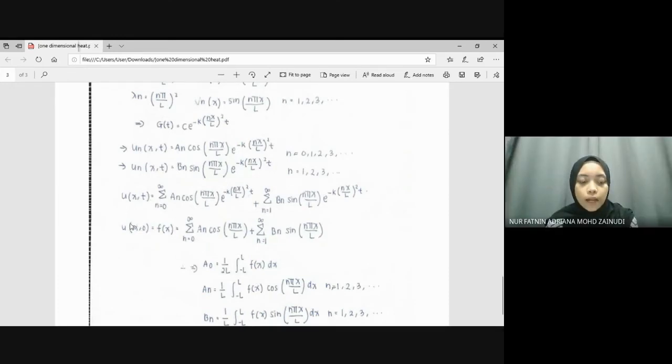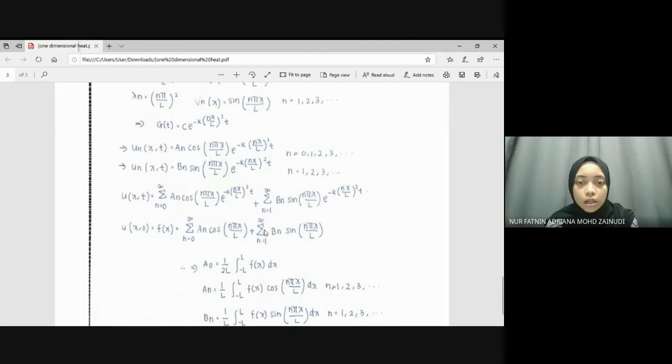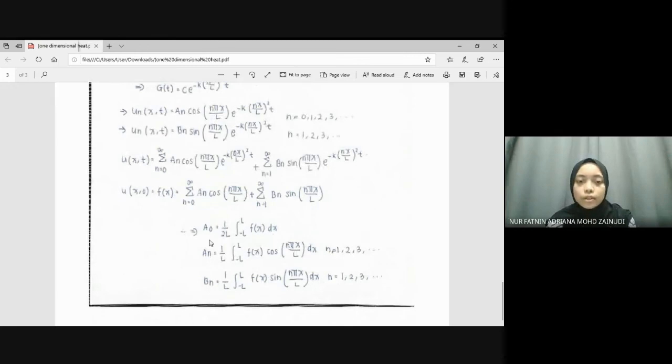The solution for this partial differential equation is this. And if we apply the initial condition to this, we will get u(x, 0) is equal to f(x), and this is equal to the sum from n equal to 0 to infinity of a n cos(n pi x over L) plus the sum from n equal to 1 to infinity of b n sine(n pi x over L). So the coefficients are given as this. So that's all from me. Thank you.